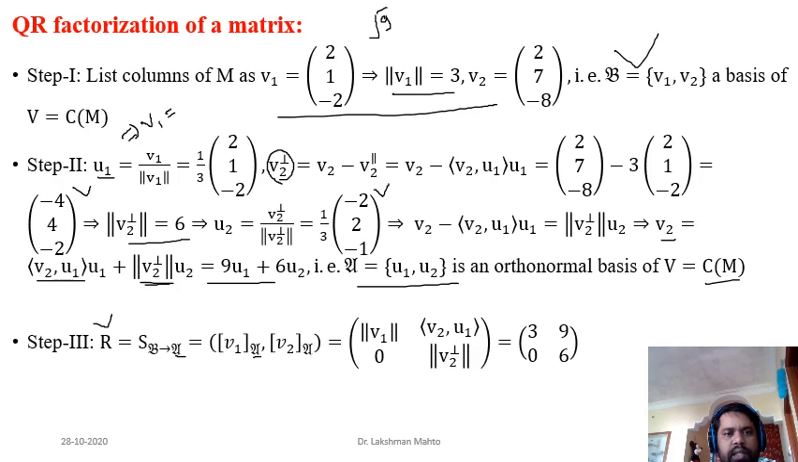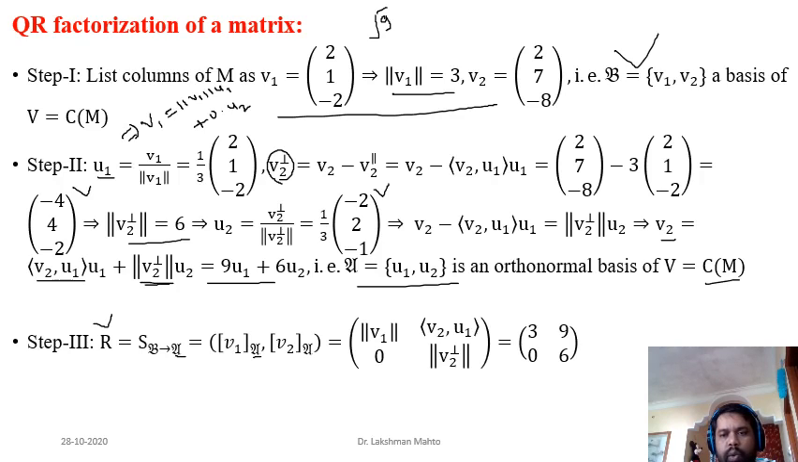This is just the norm of V1 times U1, and there is no U2 factor. So you can say that here plus 0 times U2 you are getting. So you got your R. R is having first column, what is it? It is norm of V1, and the second entry is 0.